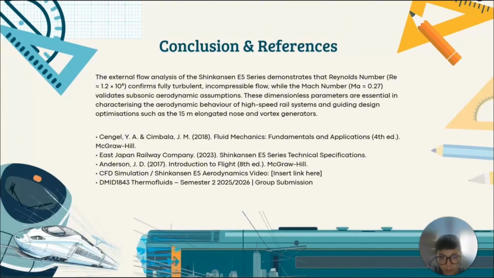In addition, the Shinkansen E5 demonstrates how advanced aerodynamic design can improve both performance and sustainability, with features such as the 15-meter elongated nose and vortex generators to effectively reduce aerodynamic drag, minimize tunnel boom pressure, enhance stability, and improve energy efficiency. This innovation contributes to a smoother, quieter, and more environmentally friendly transportation system.